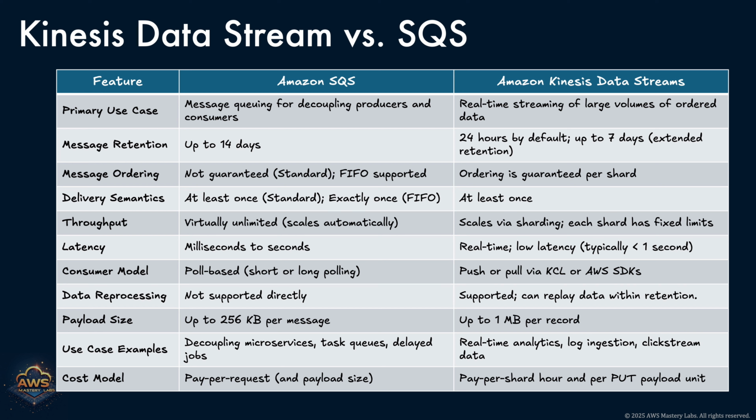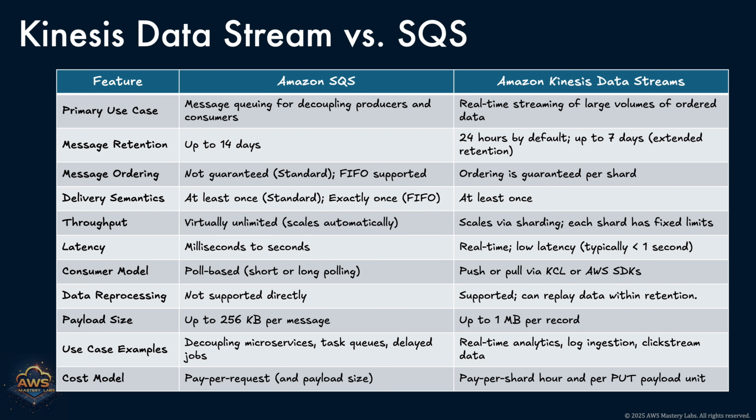SQS uses a polling model, where consumers pull messages using short or long polling. Kinesis, in contrast, supports both pull and enhanced fan-out models through the Kinesis Client Library, enabling near real-time data delivery to multiple consumers with minimal latency. While SQS automatically scales, Kinesis requires manual sharding. Each shard in a Kinesis stream provides a fixed throughput and must be managed according to your traffic patterns. This gives Kinesis more predictable performance, but demands greater operational oversight.